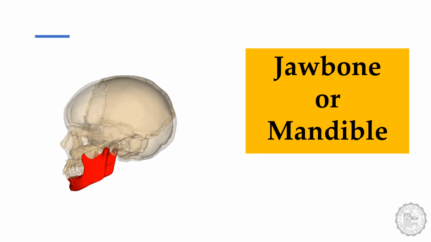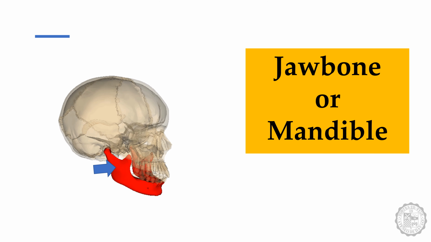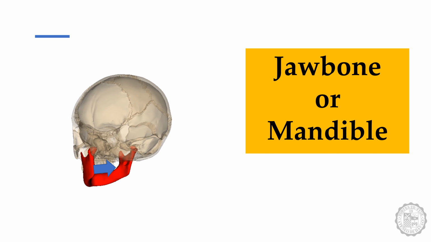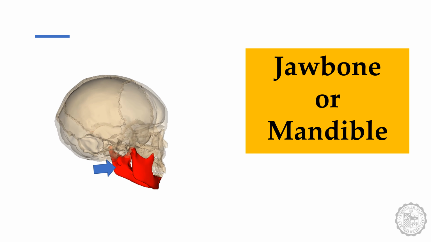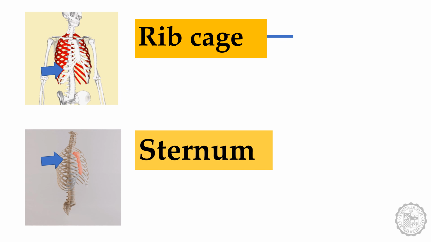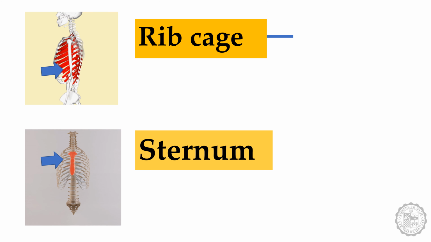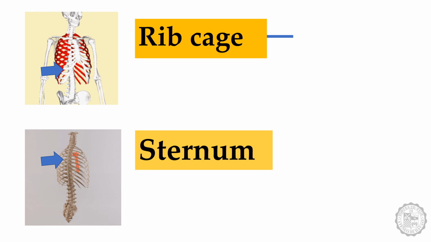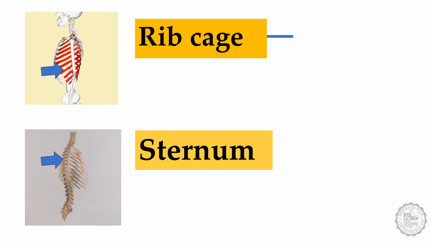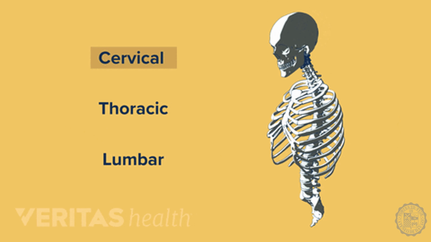Jawbone. The mandible is the lower jaw, moving up and down, and left and right. The maxilla is the upper jaw. It is part of the cranium and does not move. Ribs and sternum. The ribs wrap around to protect the chest, including the heart and lungs. The sternum is the breastbone, where the ribs are connected in front.